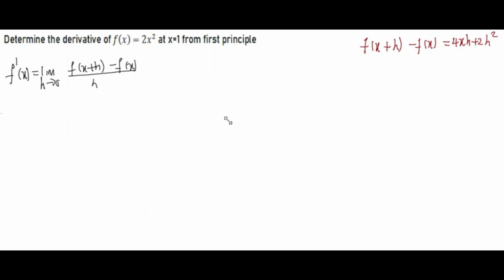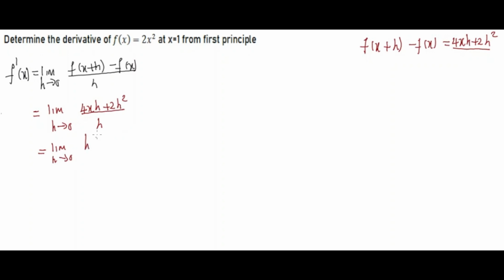So now we have f at x plus h minus f at x. We can substitute it here. So the limit as h approaches 0 of f at x plus h minus f at x is this one here. We're going to substitute 4xh plus 2h squared divided by h. Now, if we substitute h, which is 0, we're going to get undefined, so we need to take out the common factor h.